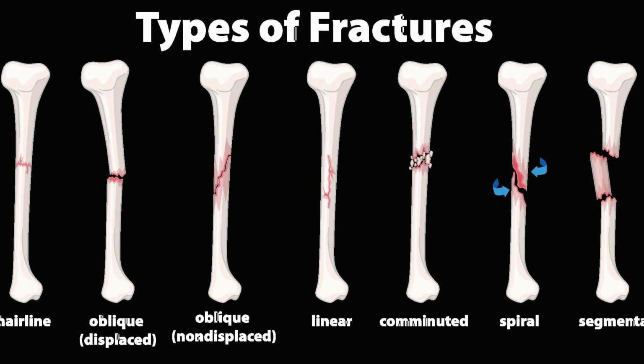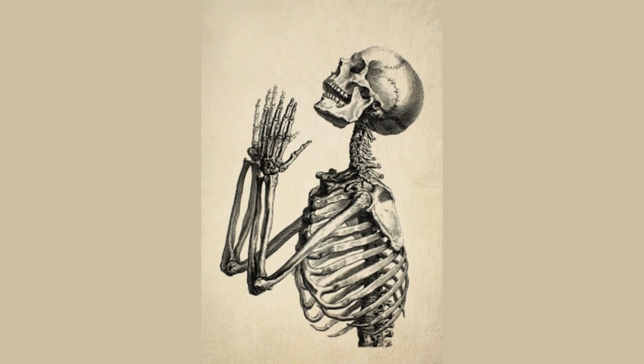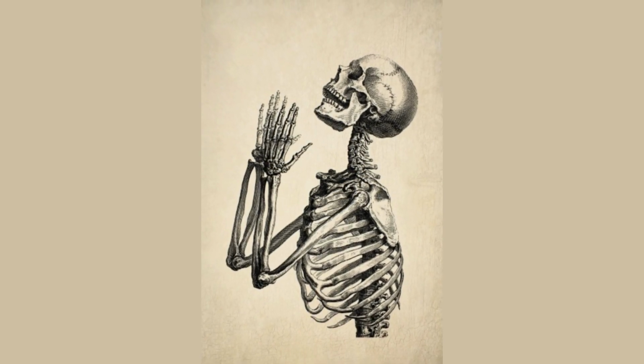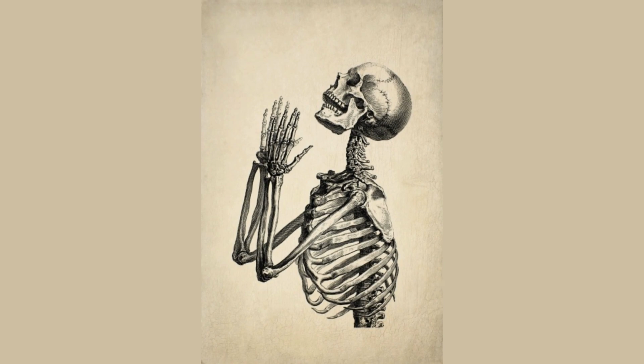Treatment for skeletal injuries may involve immobilization, surgery, and rehabilitation to restore function and mobility. In some cases, prosthetic devices or joint replacements may be necessary to replace damaged bones or joints. Overall, the human skeleton is a remarkable structure that provides support, protection, and mobility to the body. Understanding the anatomy and function of the skeleton is essential for maintaining bone health and preventing skeletal injuries.